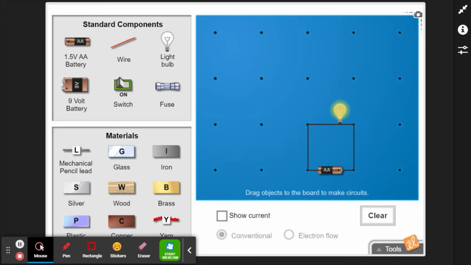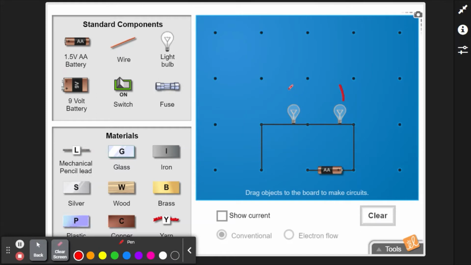So what I would like you to do now is make a prediction. In just a few moments, I am going to do experiment 1. I'm going to use one battery and add another light bulb. I want you to predict what the brightness level of number 1 is going to be and number 2.